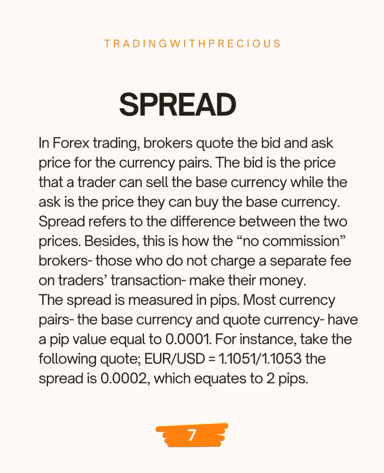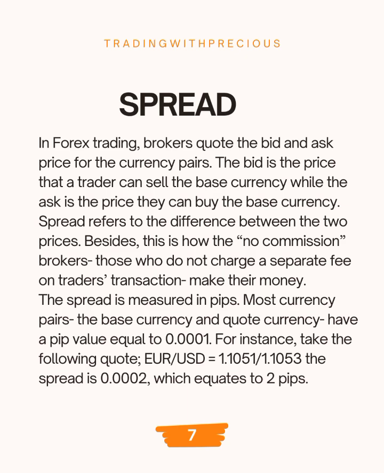Most currency pairs, that is the base currency and the quote currency, have a pip value equal to 0.0001. For instance, take the following quote: Euro USD equals 1.1051 to 1.1053. The spread is 0.0002, which equals 2 pips.